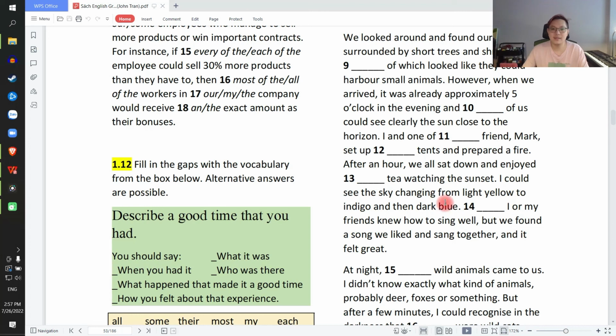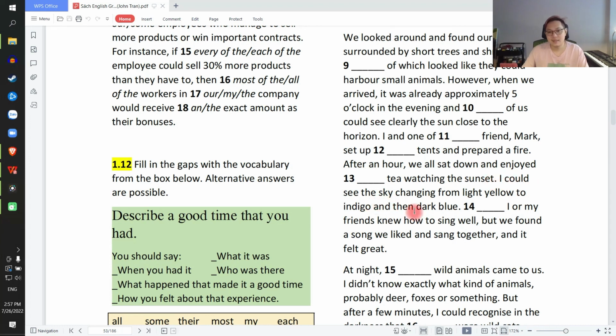After an hour, we all sat down and enjoyed our tea. We all sat down and enjoyed our tea, watching the sunset.